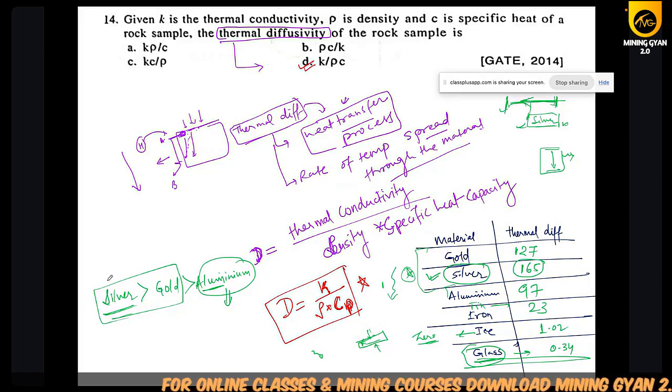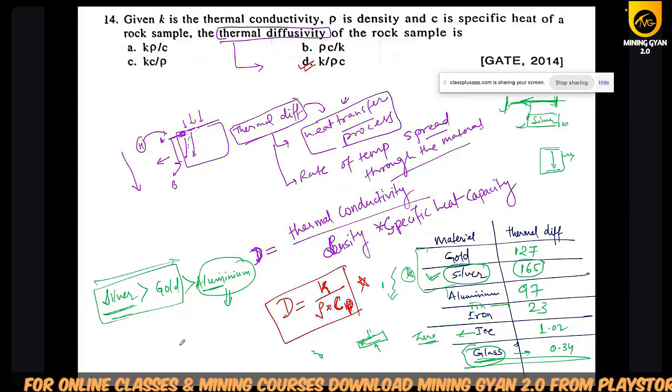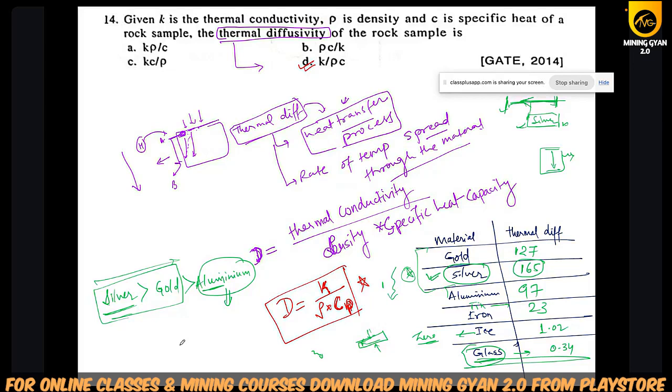Just remember the sequence, increasing or decreasing order, 3 to 4 points. If any question comes, it will help you to eliminate choices.